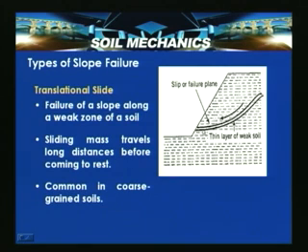In this case, if a thin layer of weak soil exists, that can induce a translational slide. The sliding mass travels a long distance before coming to rest, and this is quite common in coarse grained soils. Sometimes, if there is a rock outcrop with a deposit of soil above it, then along that interface, because of rainfall and lubrication along the surface, there can be a weak plane along that particular interface.